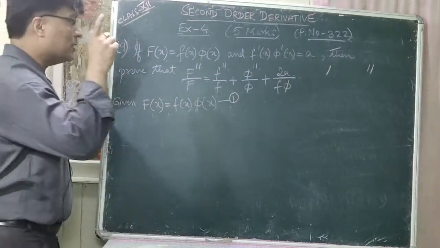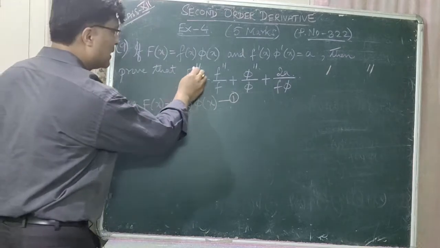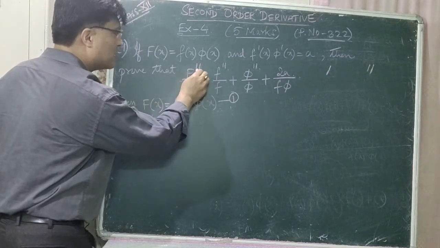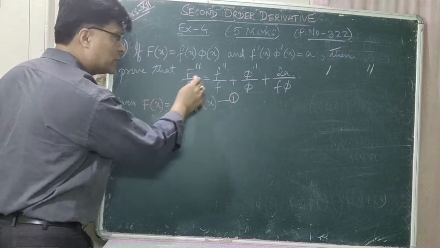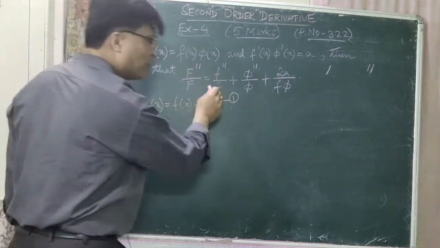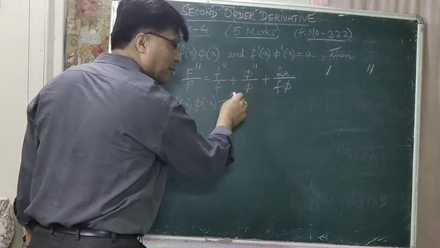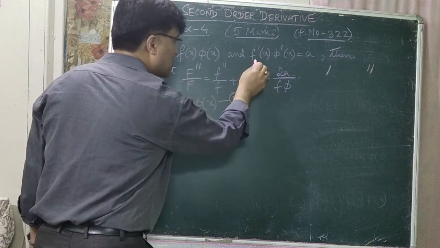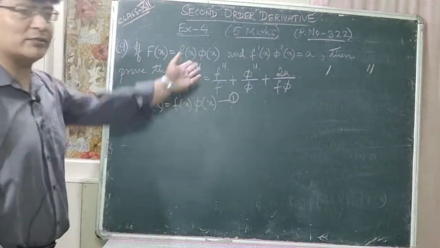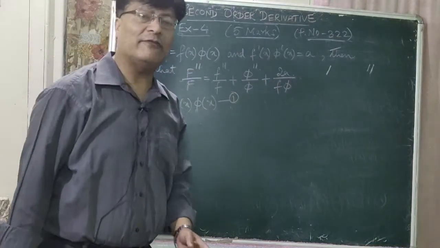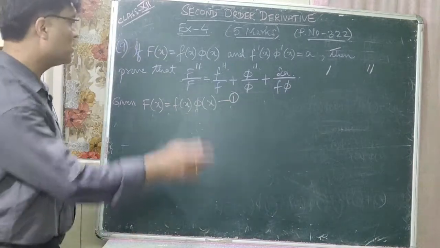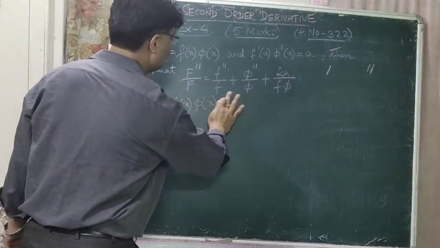Okay, so in this case you have to prove that capital F double dash of x divided by capital F of x is equal to small f double dash of x divided by small f of x plus phi double dash of x divided by phi of x plus 2a divided by f of x into phi of x, since a is constant. Actually we have to prove this relation. Okay, so let us write down given here.